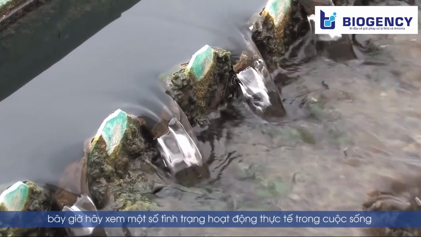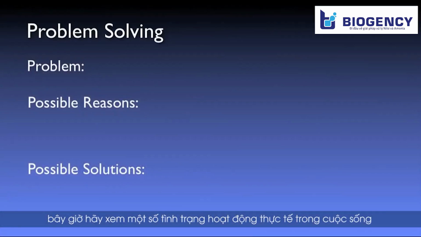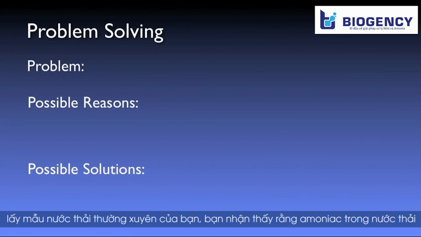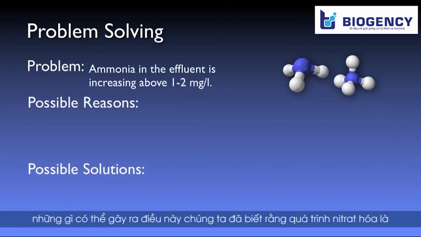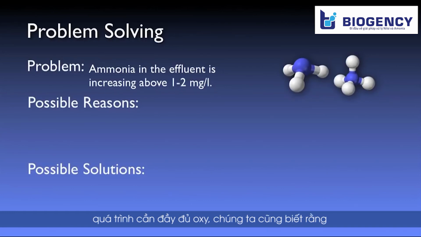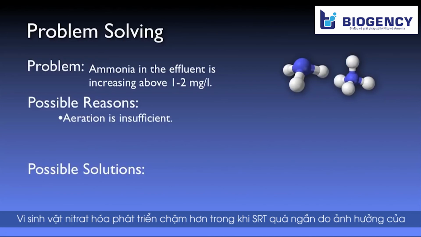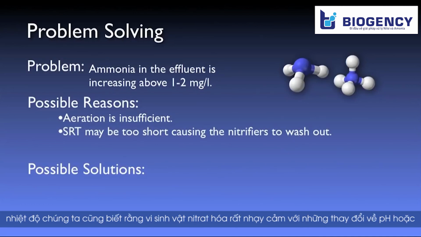Now, let's take a look at some real-life operational scenarios. During your routine operational sampling, you notice that the ammonia in the effluent is beginning to rise above 1 to 2 milligrams per liter. Let's think about what could be causing this. We know that nitrification is an oxygen-hungry process. Perhaps the aeration is insufficient. We also know that nitrifiers grow more slowly. Perhaps the SRT is too short due to an influence of temperature.